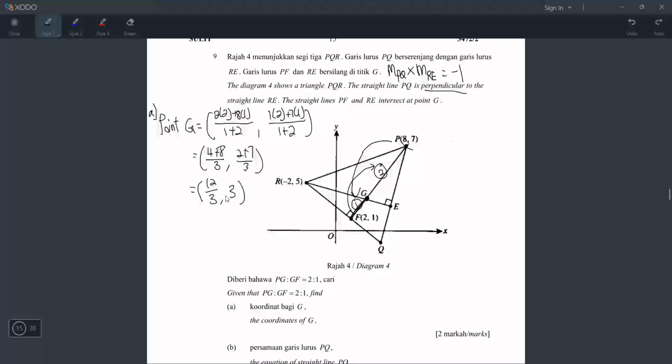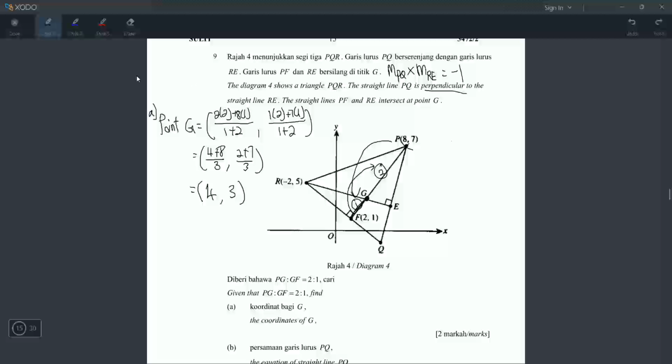Okay, wait, did I do it correctly? 4 plus 8, 12. 12 divided 3 is 4, right? Okay, what am I doing? So 12 divided 3 is 4. So the point G coordinate is 4, 3. Let me check with the scheme. Okay, yes, correct. Because I'm afraid the A is wrong, then all the rest I also wrong. So it's better to confirm with the answer. Okay, let's go with B.